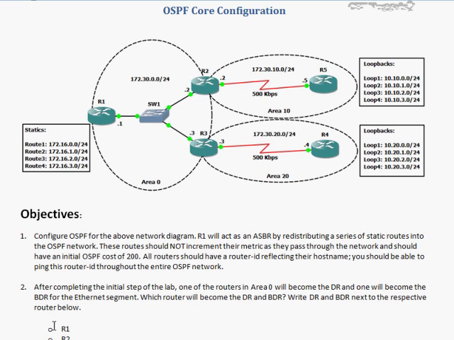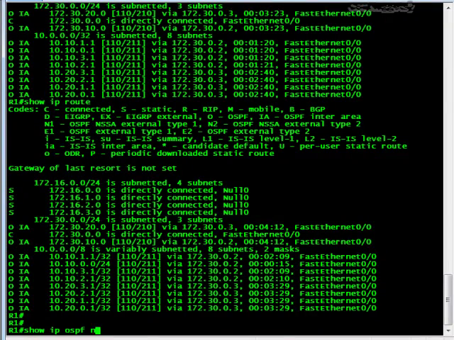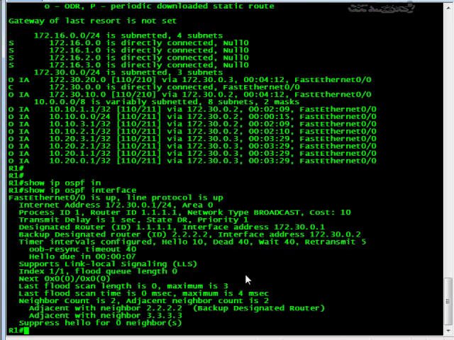When a DR and BDR are elected, they're going to stay that way, even if a better DR and BDR comes online. Matter of fact, let me go back here and show you. I'm going to do a show IP OSPF interface on router 1. And you can see this shows router 1 is running OSPF on FastEthernet 0. It's a broadcast network, but look at this. State is DR, meaning I am the DR for this network. Now, here's the catch. That happened by default, and you can see right here it's formed an adjacency with 2.2.2.2 as the backup designated router.